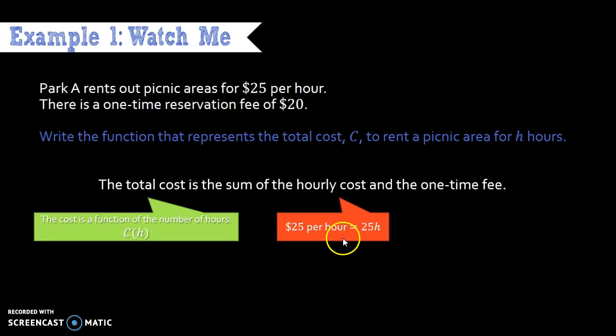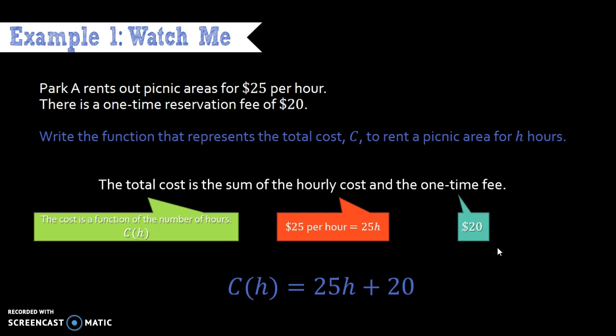Our hourly cost was given to us. It said $25 per hour, so I know that 25 times my number of hours would give me my hourly cost. My one-time fee is just $20. It's not depending on the number of hours that we spend there, it's just $20. So if I were to put all these pieces together, I would get that my total cost is equal to $25 times the number of hours I spend plus an extra $20.